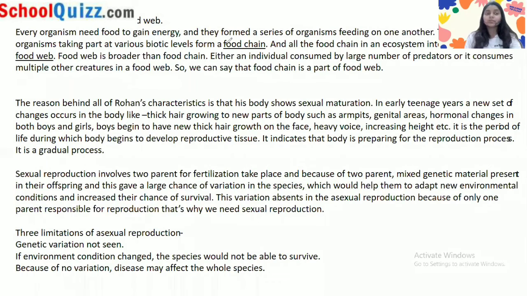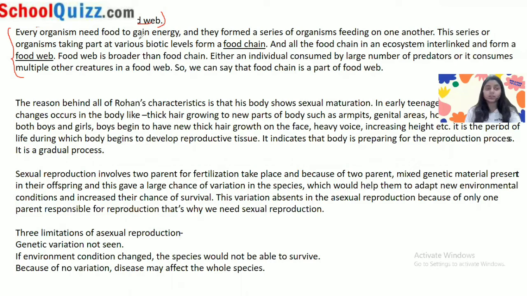Firstly, you have to tell them what it is asking. It is asking yes or no. So yes, the food chain is a part of food web. Now you have to tell them why. Why is the food chain a part of the food web? The question is also asking for the reasons behind it, and your views. So you have to tell them your views and the reasons also.